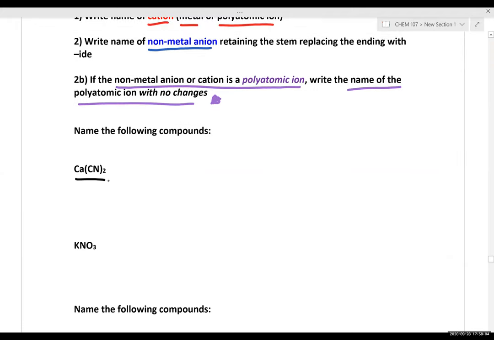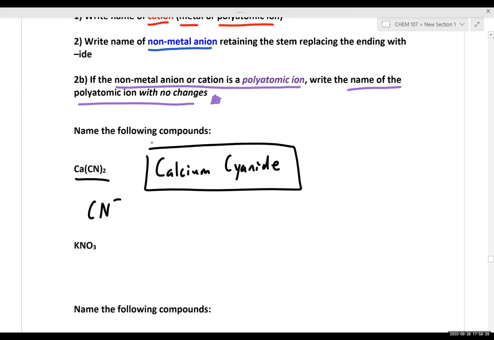Ca(CN)2. So we write the name of our cation, which is calcium, and then CN minus. What do we call that? What do we call CN minus? What do we call that polyatomic ion? Cyanide? Yep, cyanide. And we just write the name exactly as is, no changes. So this would be the name for this compound.